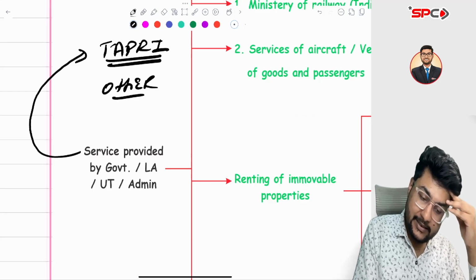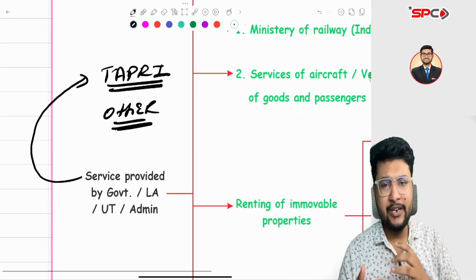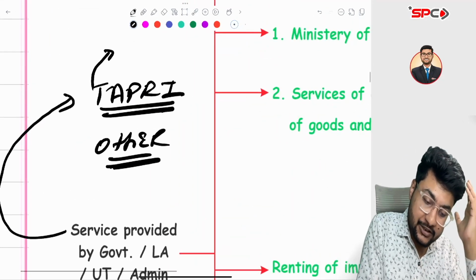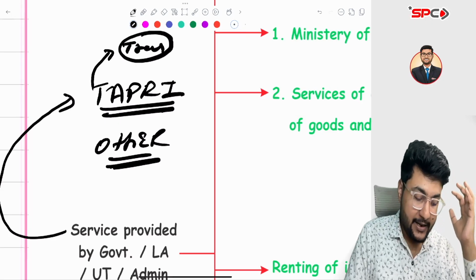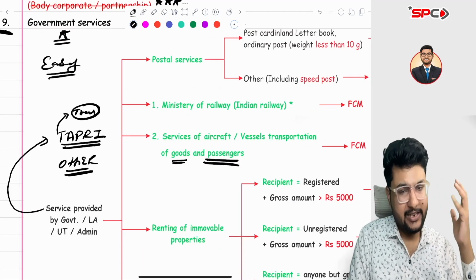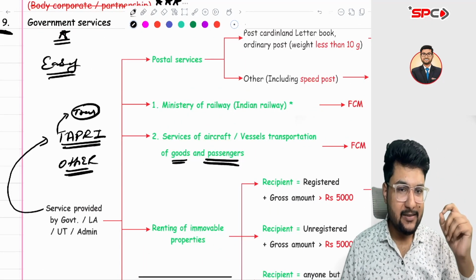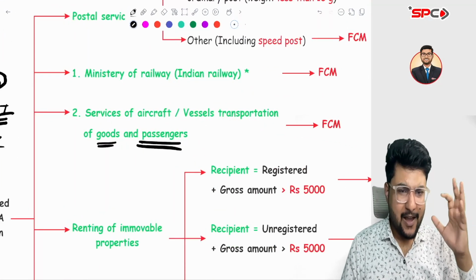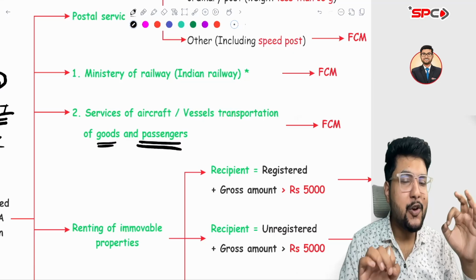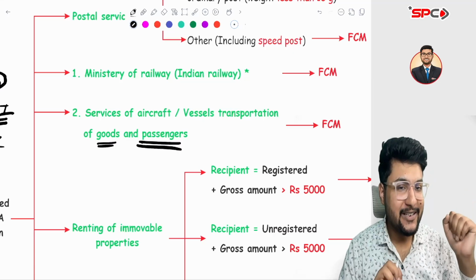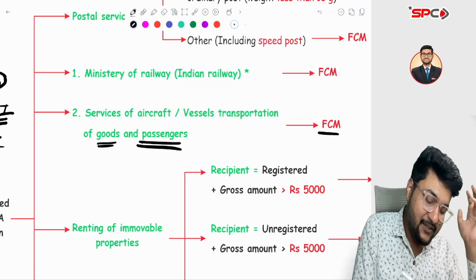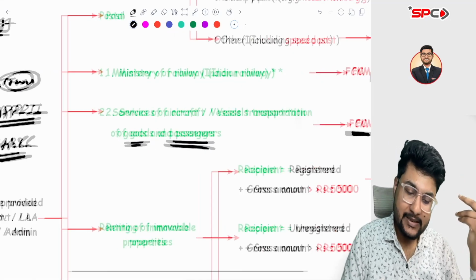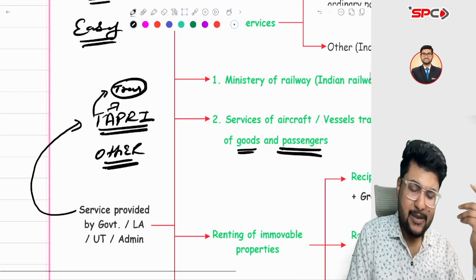What does TAPRI stand for? It's just a memory technique to memorize. T means transportation, and transportation can be of goods and transportation can be of passengers. Have you ever traveled in a state bus? Have you deposited the tax? No, on your behalf the state transport undertaking will deposit it, so it is covered under forward charge mechanism. Obviously. Now A means an aircraft.